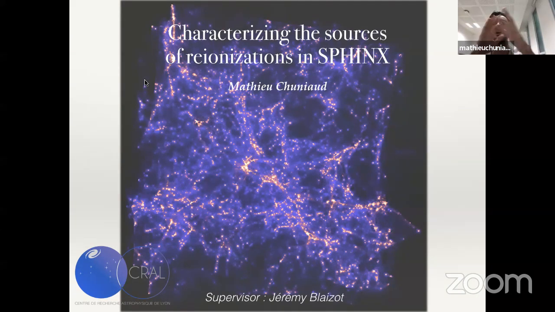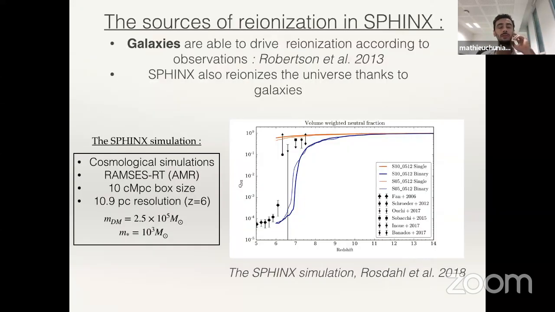And so I will talk about characterizing the sources of reionization in SPHINX, which is my PhD that I'm doing with Jérémy Blaiseau at the CRAL, in Lyon in France. So first, a few words about the sources of reionization. Even if there is some debate, they're supposed to be the galaxies according to both observations and simulations. For example, in SPHINX, we use only the galaxies as a source of reionization.